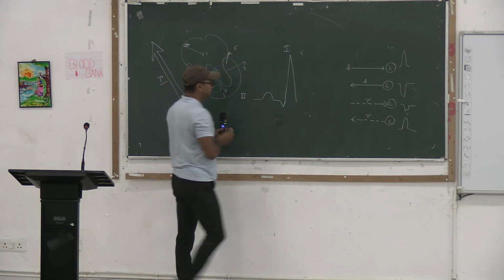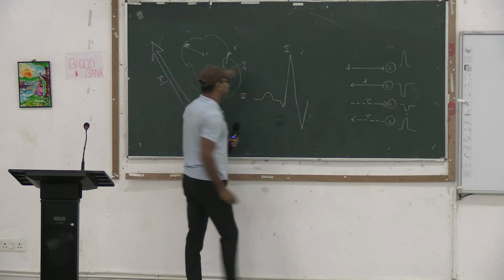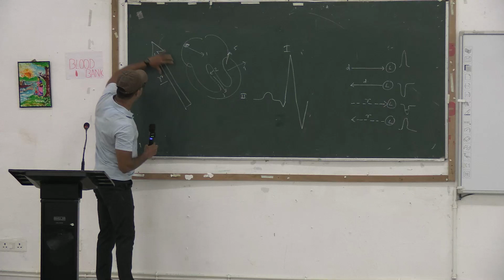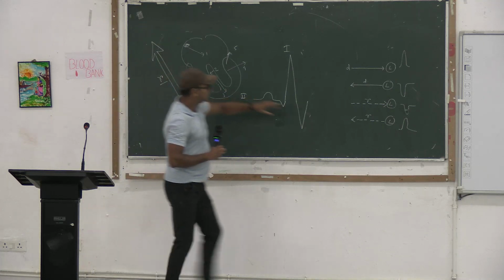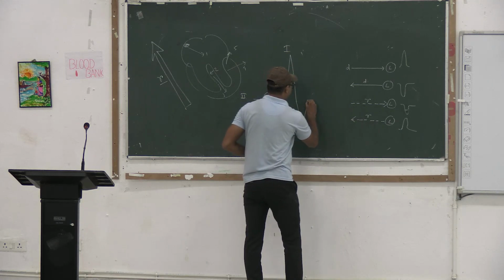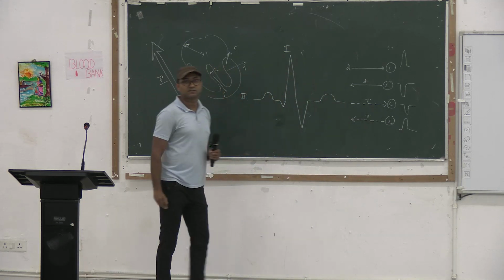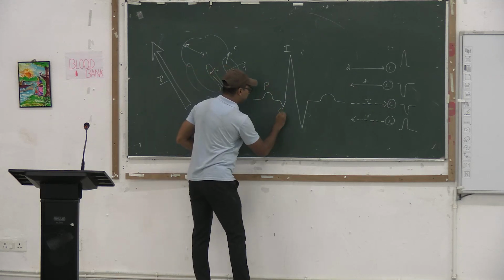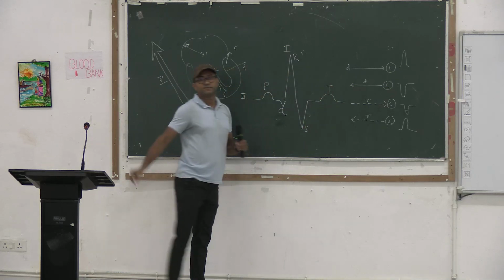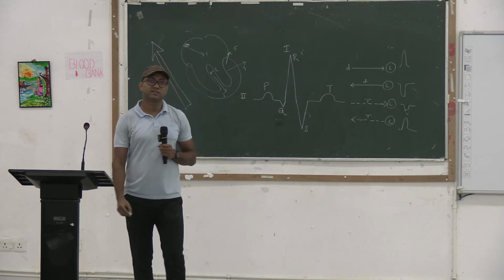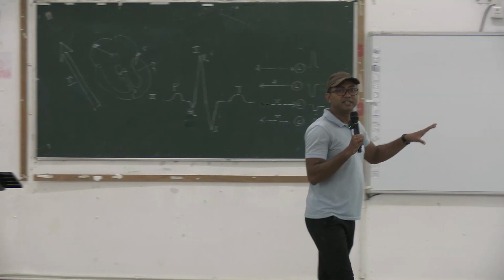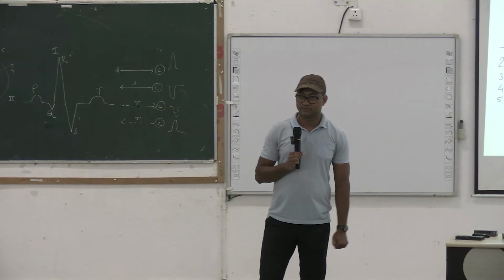This is lead 2, negative deflection. Now repolarization: repolarization moving away from the lead gives positive deflection. P, Q, R, S and T. So this is how your ECG looks in lead 2. Clear?